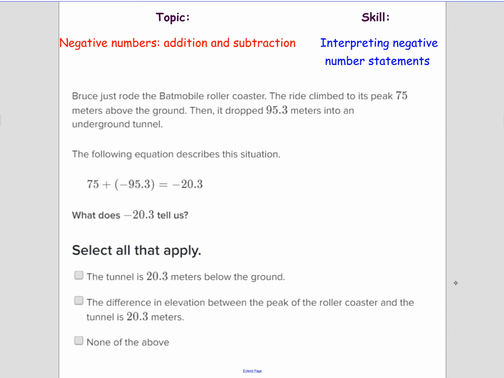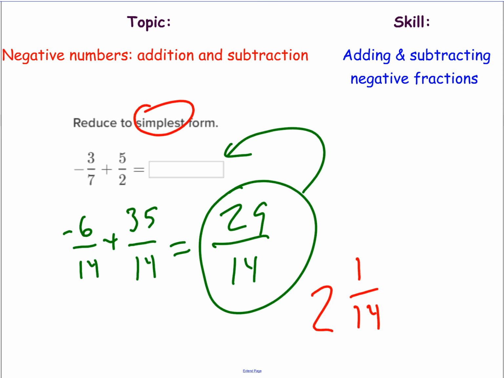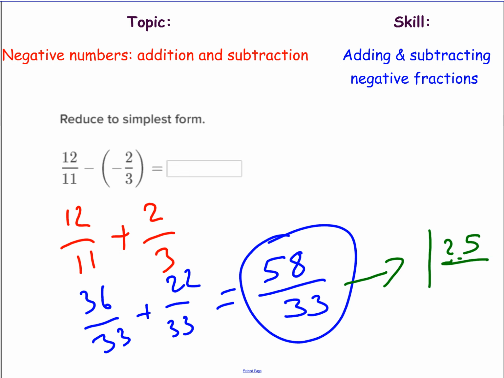25 over 33. This is the answer I want you to enter here. It's simplified, it can't be reduced, but you need to recognize that that is the same as that in terms of mixed number.